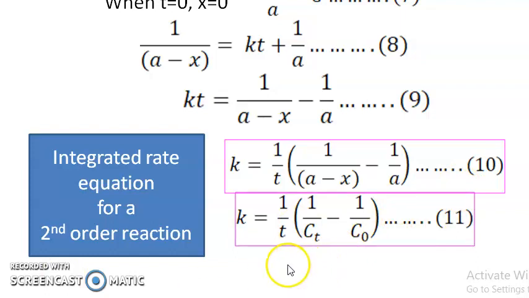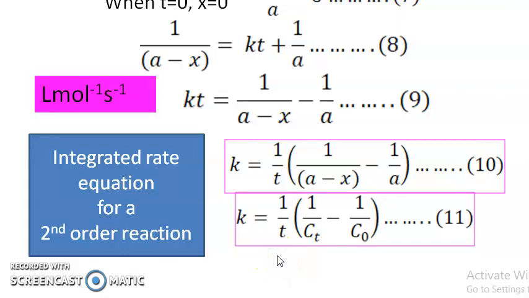And when you see that, if you want to know the unit of the rate constant, we have the concentration terms and the time term in the denominator, and so the unit of k will be equal to liter mole inverse per second, or liter mole inverse second inverse. That will be the unit of k. So this is the integrated rate expression, and liter mole inverse second inverse is the unit of k for a second order reaction.